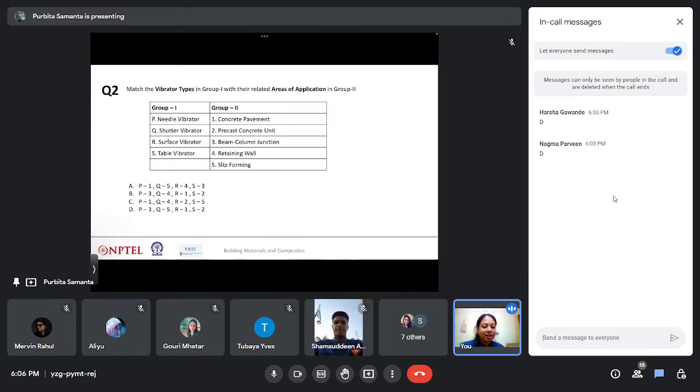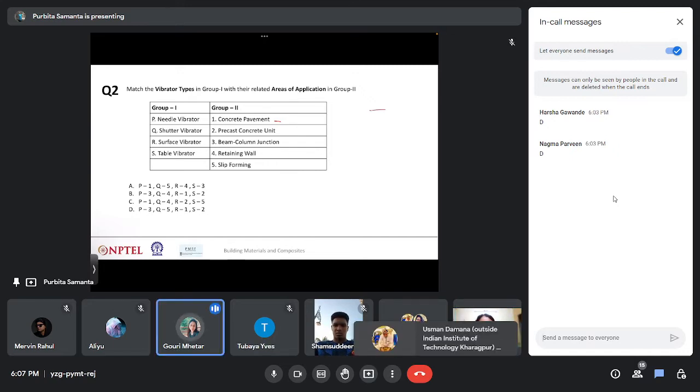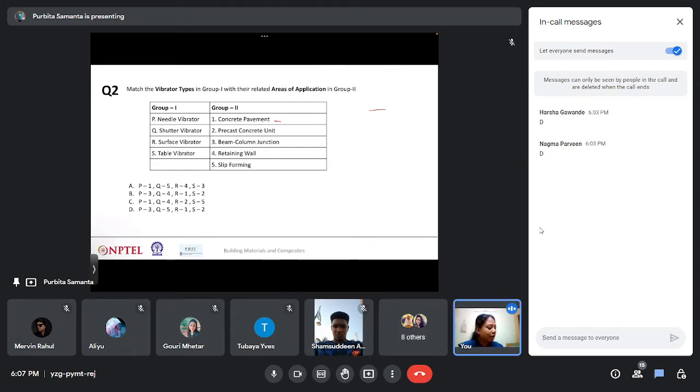So we will see how there are different types of vibrators, and you all can try because you understand what a concrete pavement is. Suppose you are making a concrete road. What type of vibrator would be used? Okay, Gauri says option C. If I get any more answers, well, or else I'll go to this particular thing.